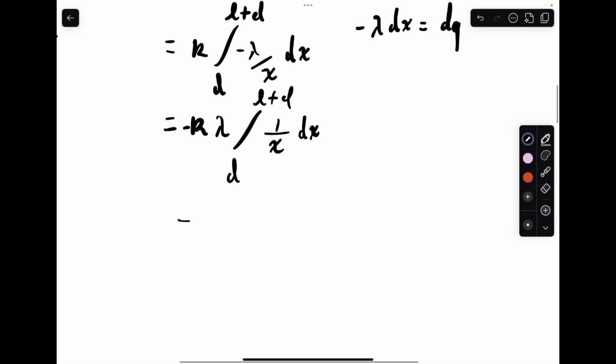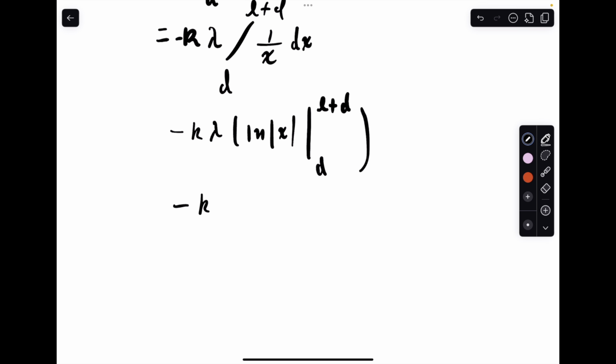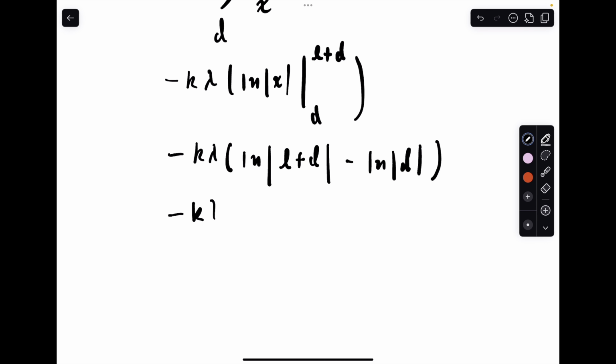And now, the integral of 1 over x is ln x, and that's going to vary from d to L plus d. Now we're going to get negative k lambda times ln(L plus d) minus ln(d), because that's how calculus works. And now I'll get negative k lambda. And we're going to use our property of logs, that if you subtract two logs, you can consolidate them by dividing the left one by the right.